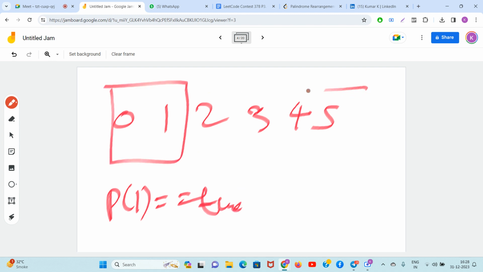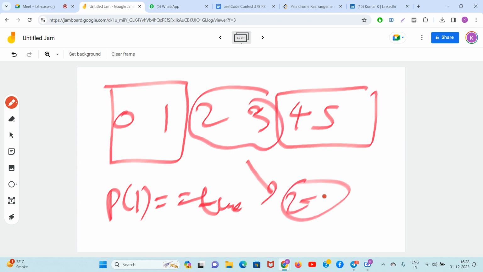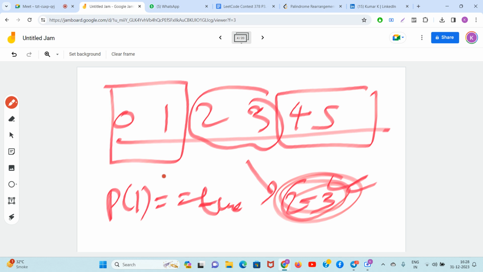first two characters are equivalent to these two characters. Then you only need to check if 2 to 3 is a palindrome or not. If 2 to 3 is also a palindrome, then the whole string is a palindrome. Got it? You could do this for this also.